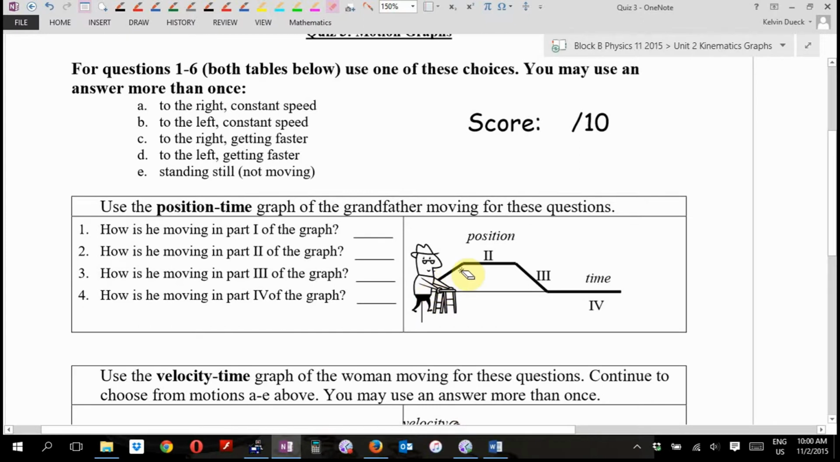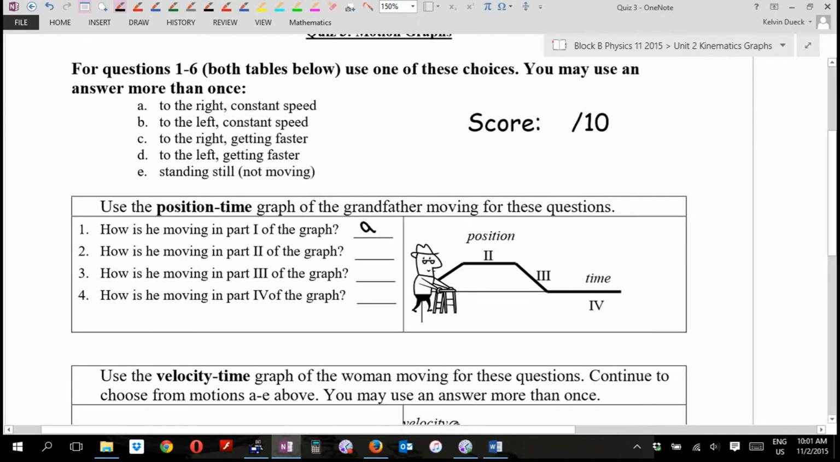What does a positive straight line tell you? Positive slope means traveling how? Forwards, backwards, or at rest? Or in this case, to the right. What would speeding up look like? Curve. Okay. So I'm going to say, I think, is 1A? Yes?